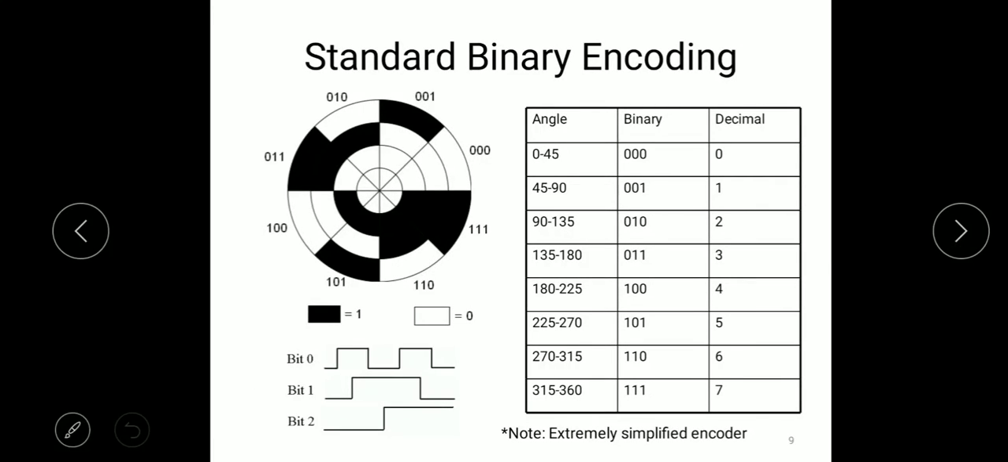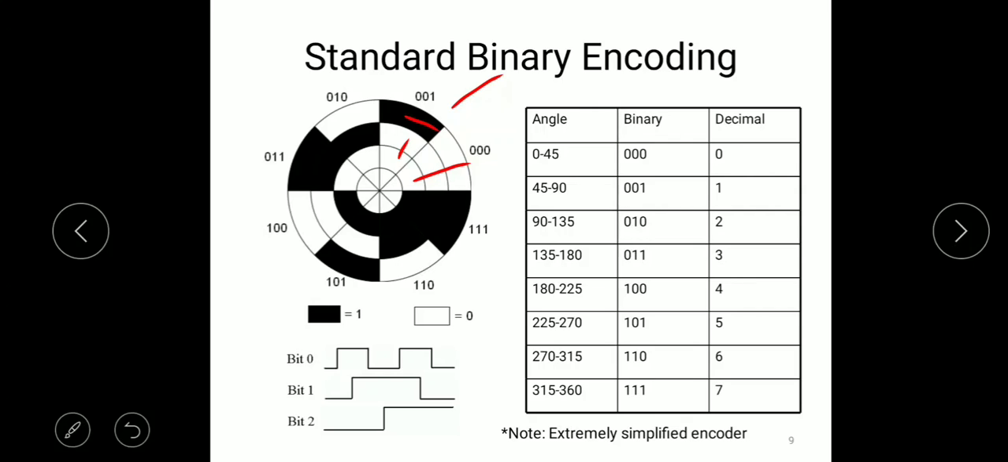Here, a standard binary coded disk is shown in the figure. Every position is binary coded. If everything is 0, then 000. Here only one segment is coded and the other 2 segments are 0, so 001. Like that, the disk is coded with binary decimal values.